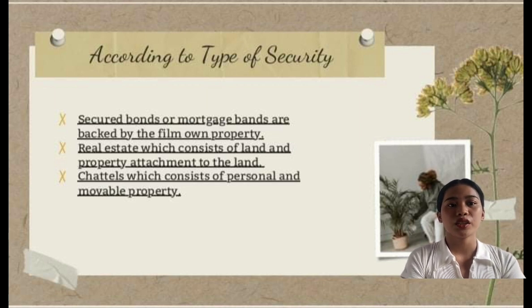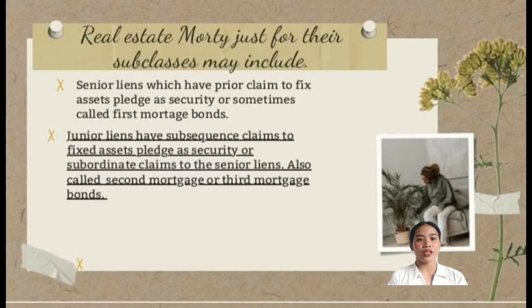Mortgage bonds are secured by specifically named properties such as land, buildings, equipment, and other fixed assets specifically pledged as security. Real estate mortgages, as per their subclasses, may include senior liens, which have prior claim to the fixed assets pledged as security, also called first mortgage bonds. Junior liens have a subsequent claim to the fixed assets pledged as security, or are subordinate to the senior liens, also called second or third mortgage bonds.